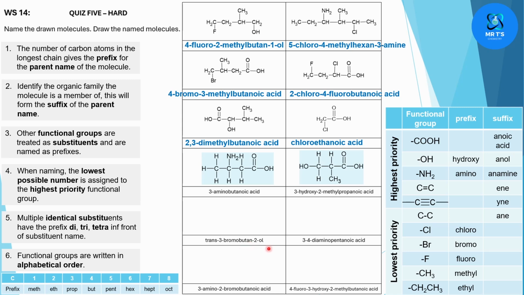The next one, 3-bromobutene-2-ol. Okay, this is actually written down here as trans-3-bromobutan-2-ol. You can't get a trans bromobutan-2-ol, so let's just assume that this is a butene-2-ol, and we'll draw it like this. These two functional groups are trans from each other, or you could also say the two CH3 groups are across from each other.